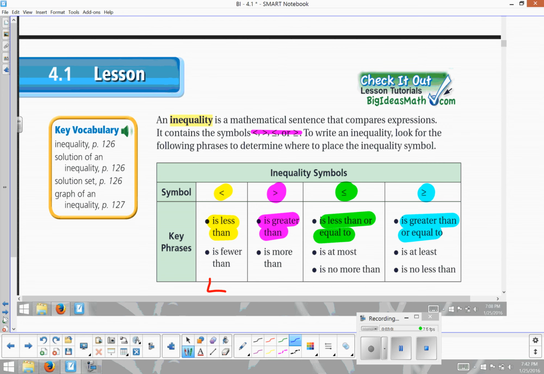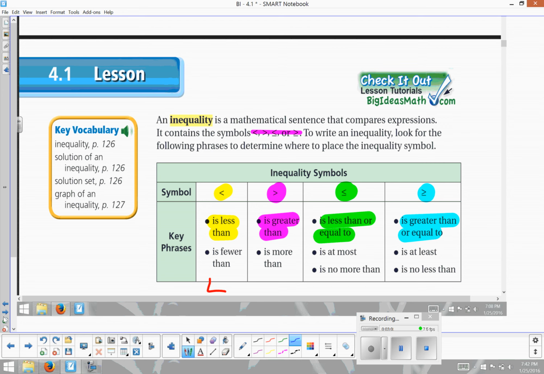Here's my number line. Here's 0. Here's -1. Is -1 bigger? Actually, no. 0 is bigger, so this is going to be a false statement. So there's no solution for this one. So that's why they put no.